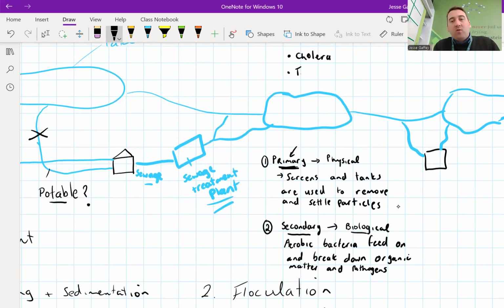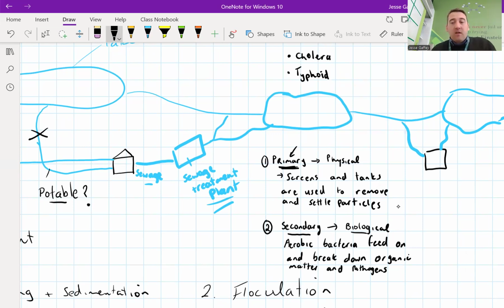Now those diseases largely don't exist in developed countries like Ireland anymore, purely because of the fact that all our sewage by law has to be treated. So this essentially kills off these pathogenic bacteria in the secondary sewage treatment stage.